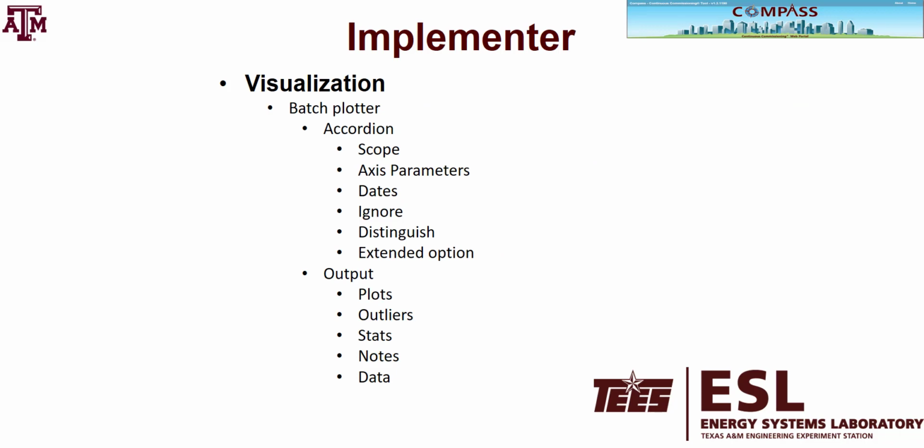In this video, we're going to look at the implementer tool. We will look at, under visualization, how to use the batch plotter. We will look at the features of the accordion in the batch plotter and how to output data. We will study the output report created in Excel by batch plotter. We'll look at the plots sheet, the outlier sheet, the stats sheet, the notes sheet, and the data sheet.